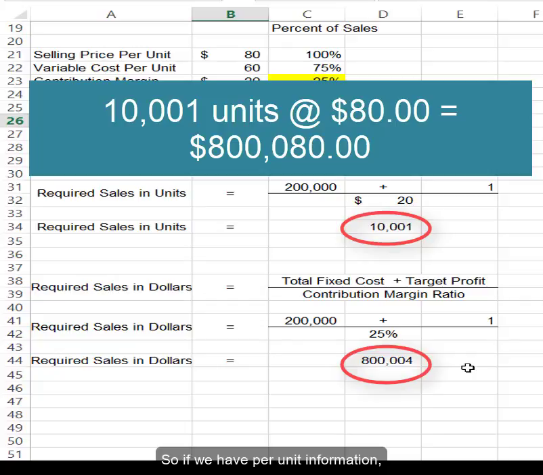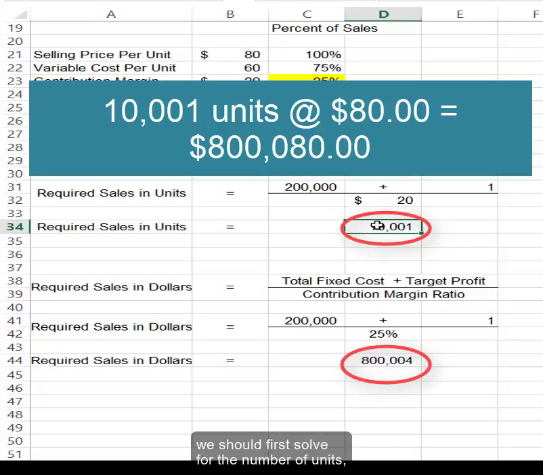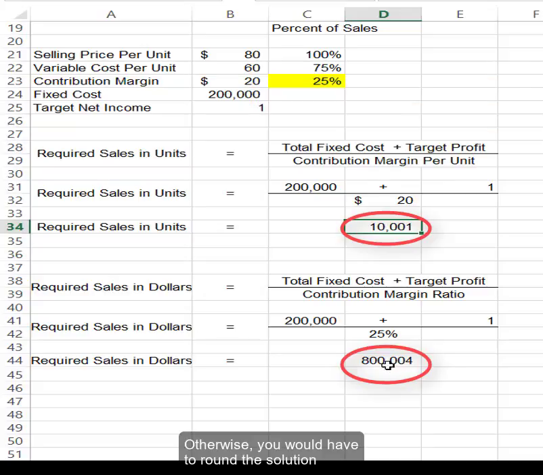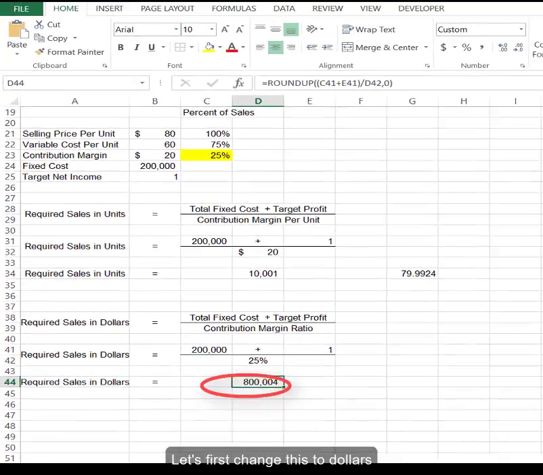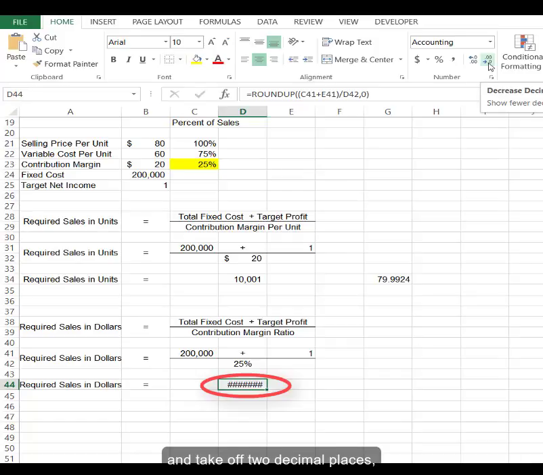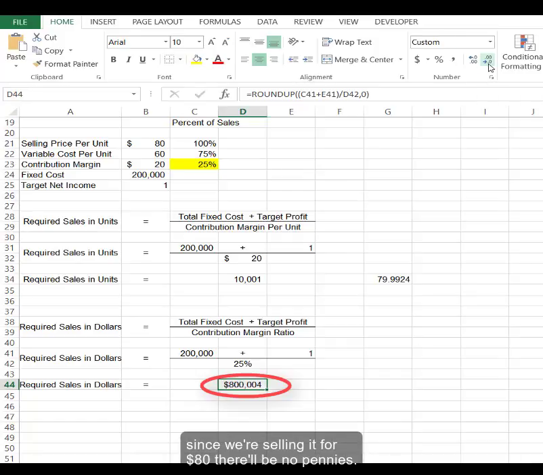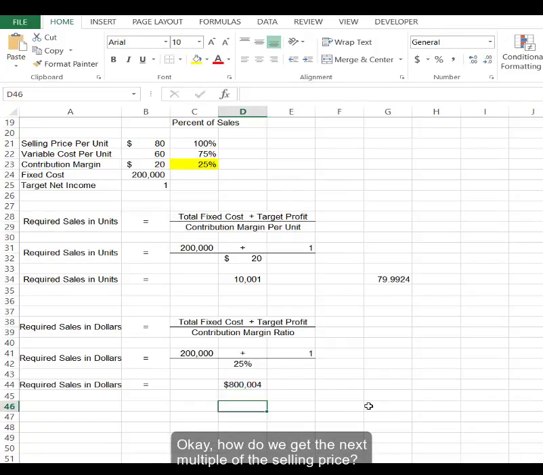So if we have per unit information, we should first solve for the number of units and then just multiply that by the selling price in order to come up with the required sales. Otherwise, you would have to round the solution to the next multiple of the selling price. Let's first change this to dollars and take off 2 decimal places since we're selling it for $80. There'll be no pennies. Okay, how do we get to the next multiple of the selling price?